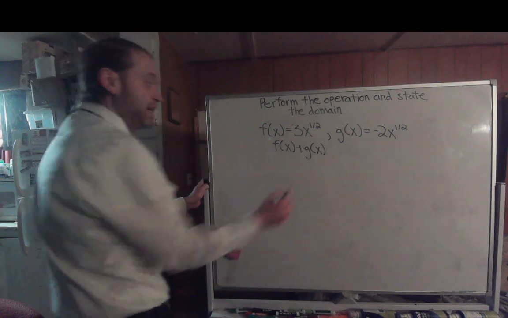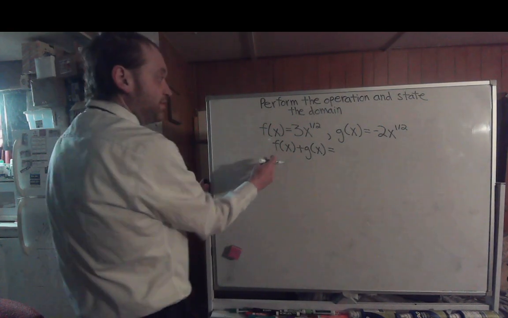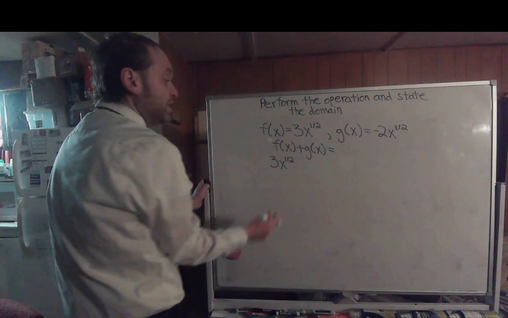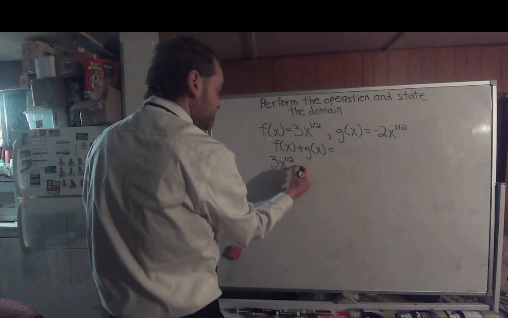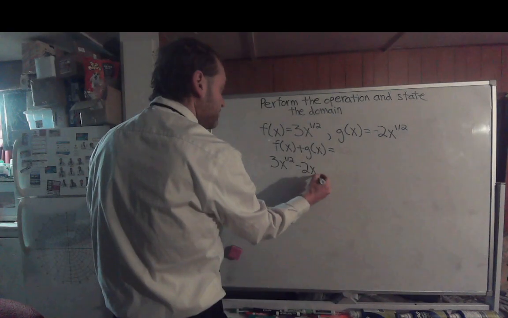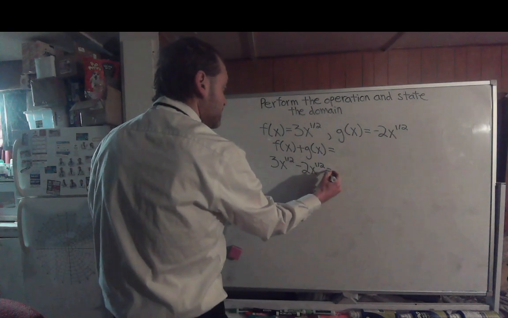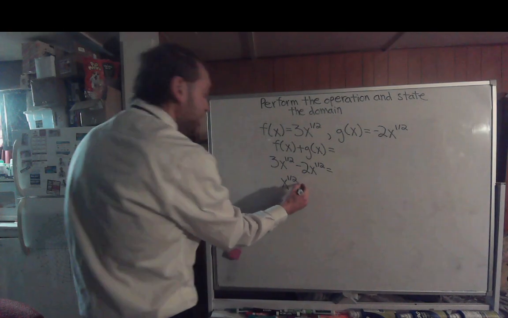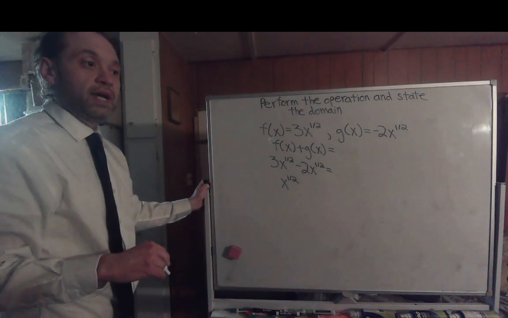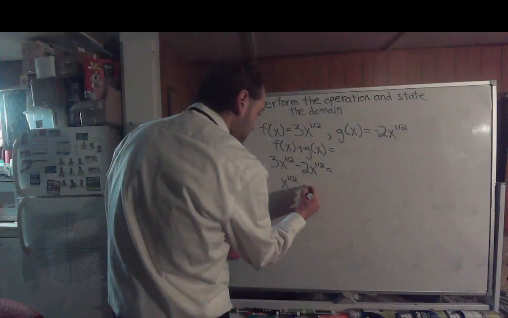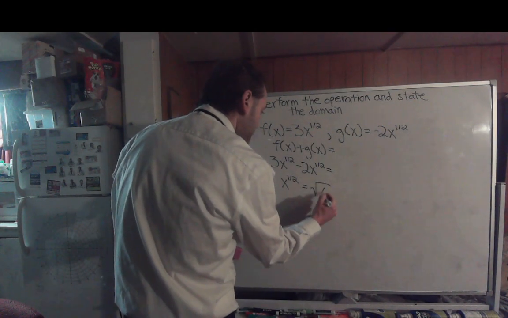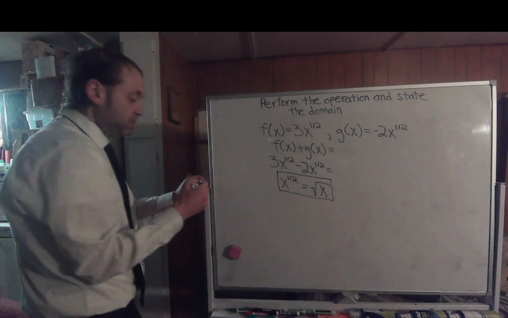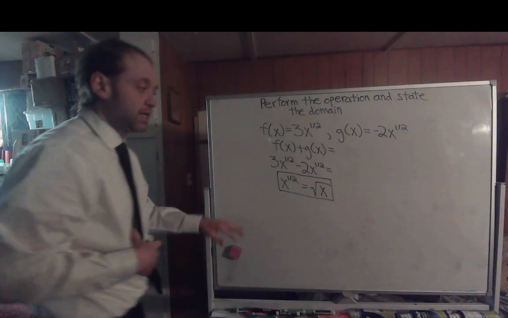So again, take your values for which these are. f of x is 3x to the 1/2. g of x is negative 2x to the 1/2. So you'll end up getting 3x to the 1/2 minus 2x to the 1/2, which would just give you x to the 1/2. Well, here's the thing. What is x to the 1/2? It's also the square root of x, right? So either of these two answers would work. You would get x to the 1/2 or simply the square root of x.